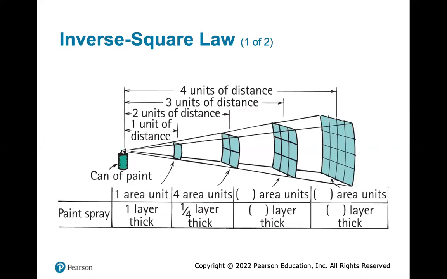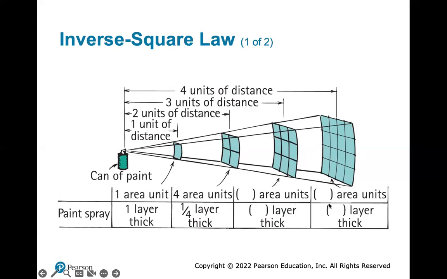Let's say you have a can of paint, and as you spray this paint, let's say you have a little plaque and you spray it here, you get 1 layer thick. As you increase the distance on a different plaque, it's 1/4 layer thick. You've got 4 times the area, and if you triple it, well, it's 9 times the area, and you quadruple it, well, now it's 16 times the area.